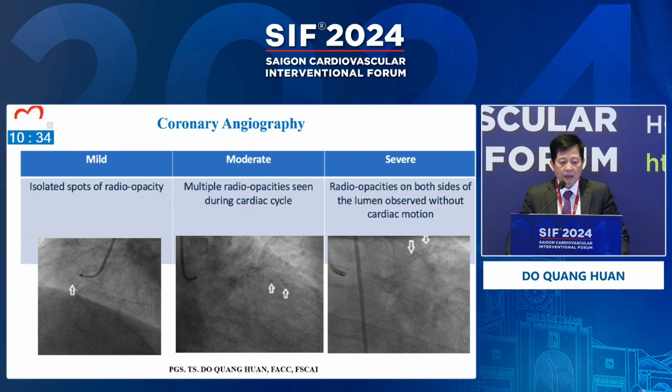And when we do the angiogram, we can see that if the patient has an isolated spot of radiopacity on the left side, it is a mild calcified lesion. Moderate is when we see the radiopacity during the cardiac cycle, and when we see radiopacity observed without cardiac motion on both sides, it is a very severely calcified lesion.